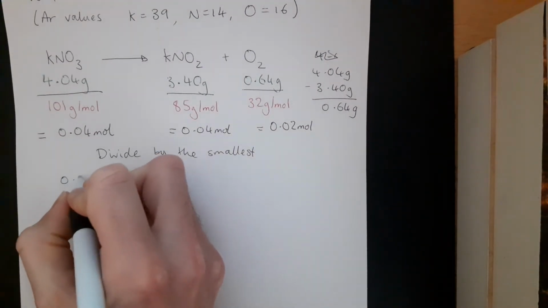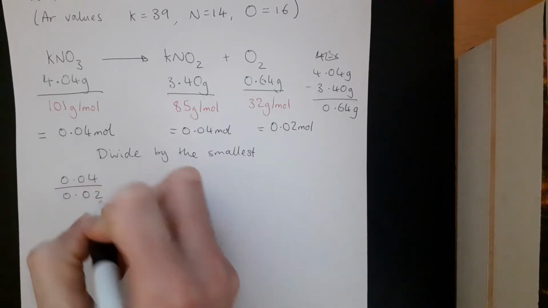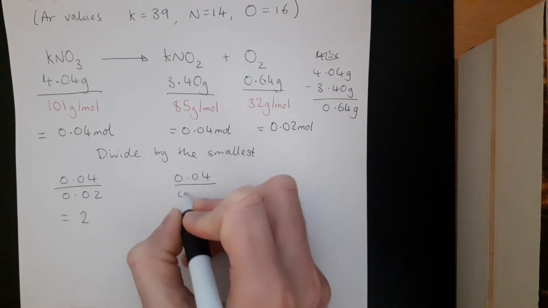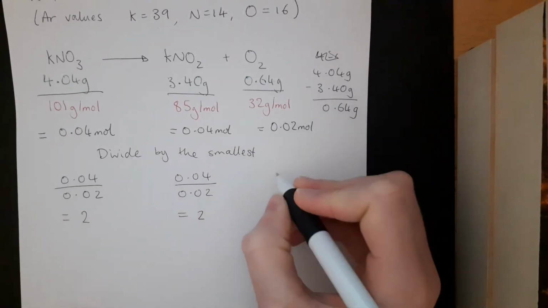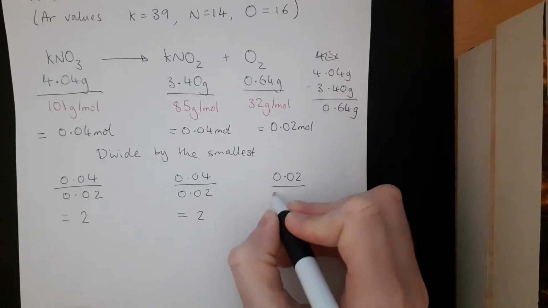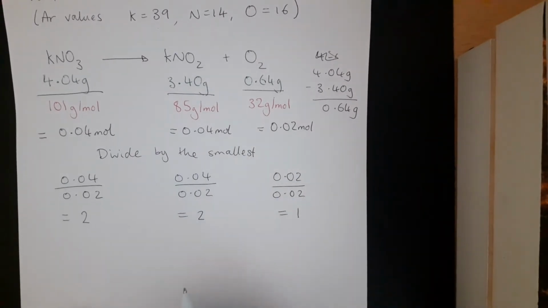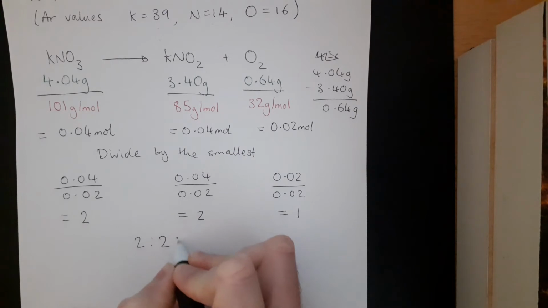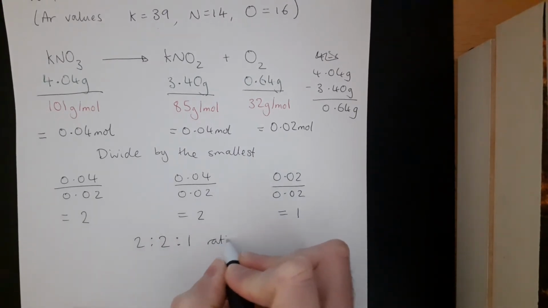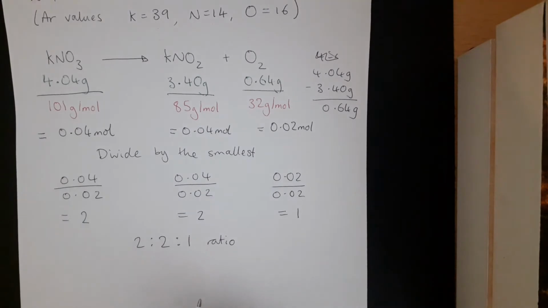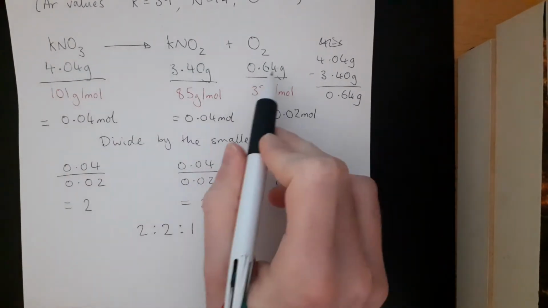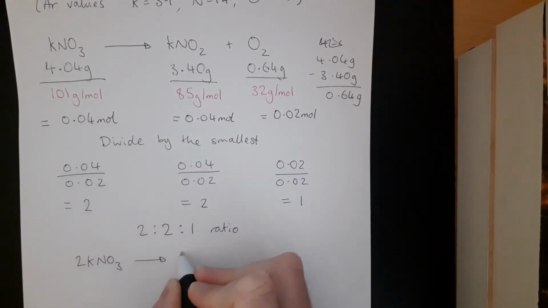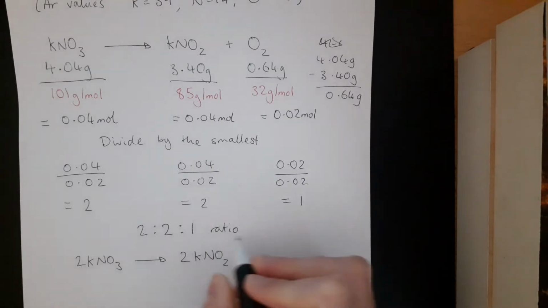So here I'm going to do 0.04 divided by 0.02. That's going to come out as 2, isn't it? This is going to be the same. And 0.02 divided by itself is going to be 1. So that gives me a ratio of 2 to 2 to 1. And those are the numbers that I'm going to put in the equation to balance it. So I'm going to write my equation out again, and I'm going to say I've got 2 KNO3, 2 KNO2, and just 1 O2.